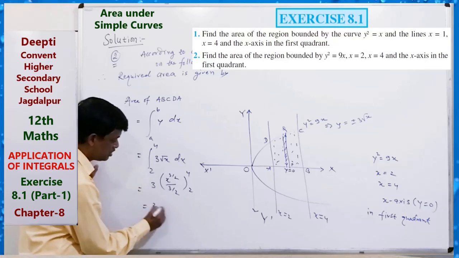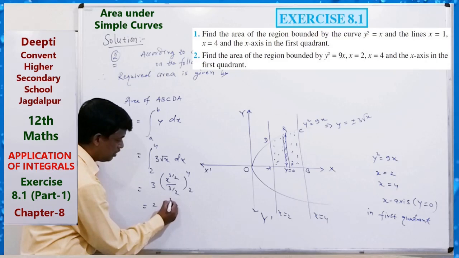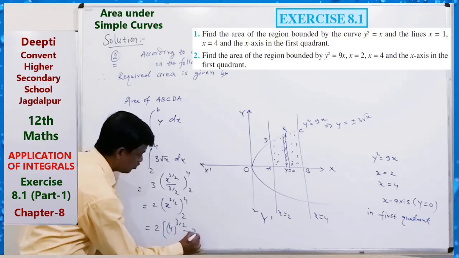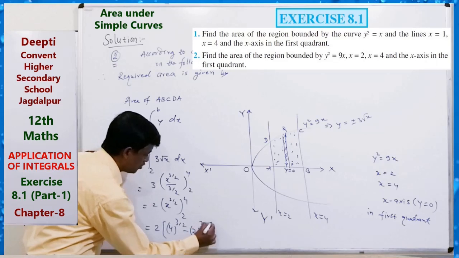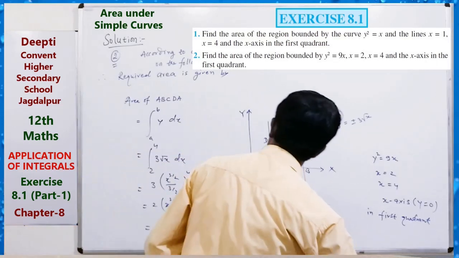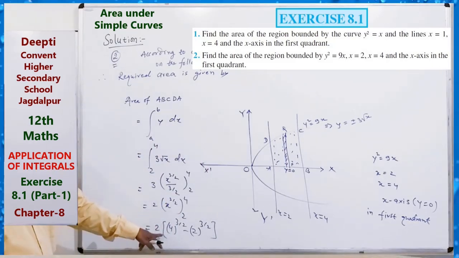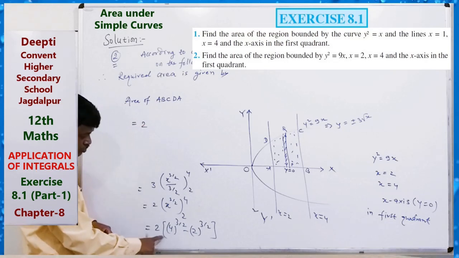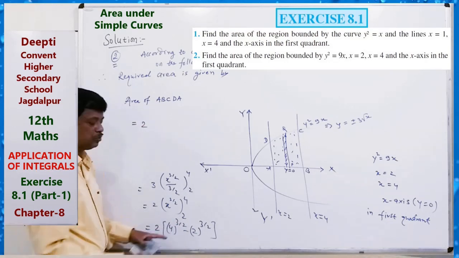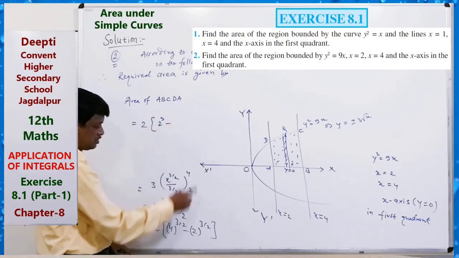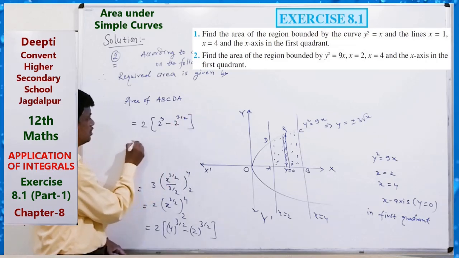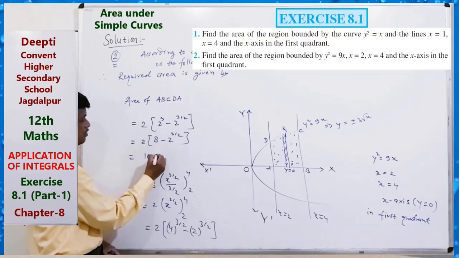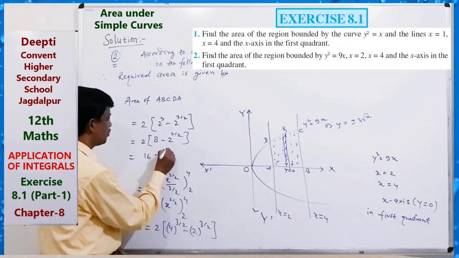So 3 cancels. 2 is here. X to the power 3 by 2, limit 2 to 4. So it is 2 times 4 to the power 3 by 2 minus 2 to the power 3 by 2. Just we are getting like this. Now we can solve it. It equals 2 times 4 to the power 3 by 2, that is 2 to the power 3, minus 2 to the power 3 by 2. That is 2 into 8, 16, minus 2 to the power 3 by 2 plus 1, that is 2 to the power 5 by 2.